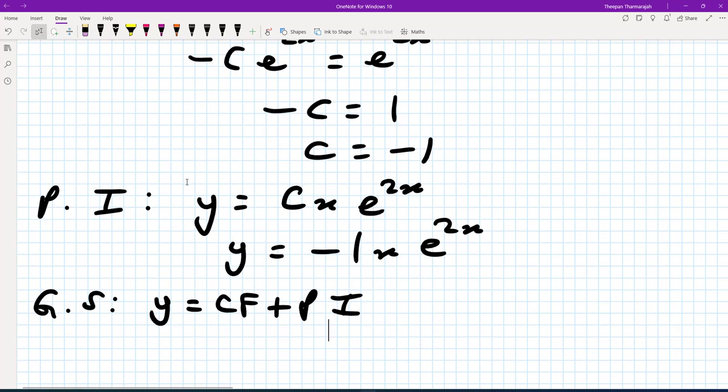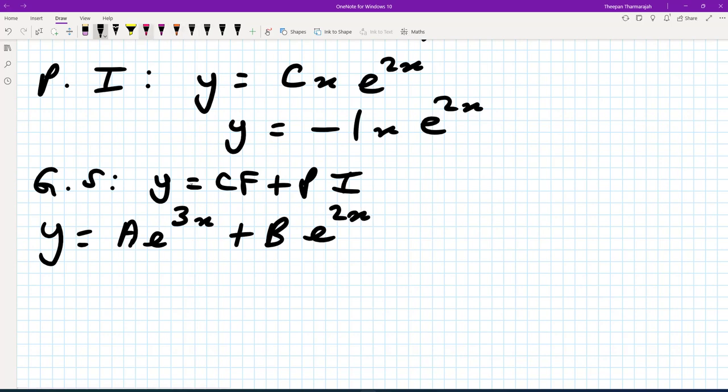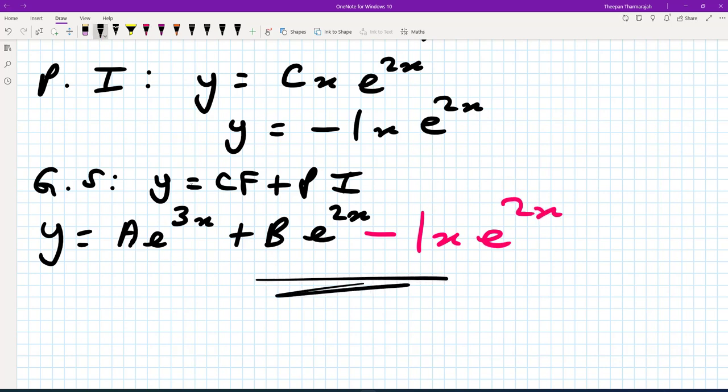So in our case, it's going to be y equals a times e to the 3x plus b times e to the 2x, and then for consistency, writing that particular integral in pink, minus 1x e to the 2x is our general solution of the second order differential equation.